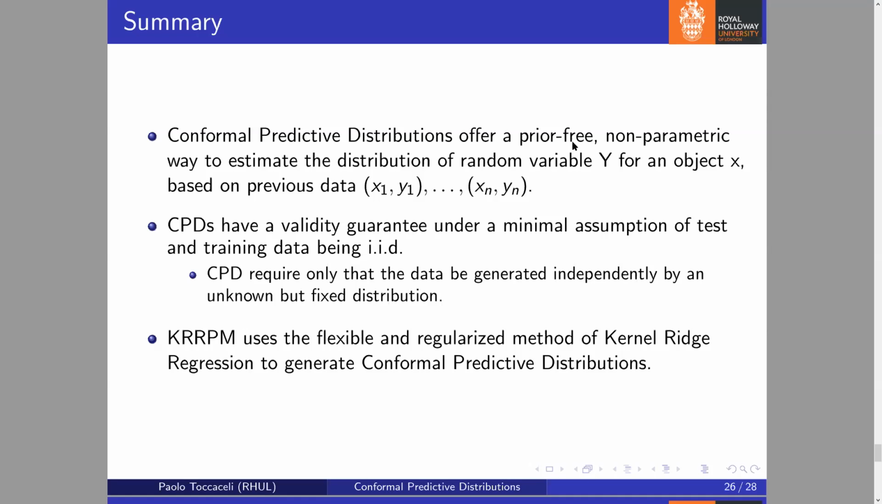Again, we are not restricting this to specific types of distributions, be they Gaussian or Laplacian or other forms. So we are not shoehorning reality into distributions that sometimes are justified and other times are not. And as a concrete example of conformal predictive distributions, which are just a framework, a concrete example is the kernel ridge regression predictive machine, which uses the flexible and regularized method of kernel ridge regression to generate conformal predictive distributions.